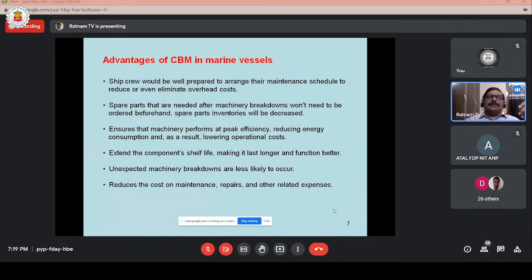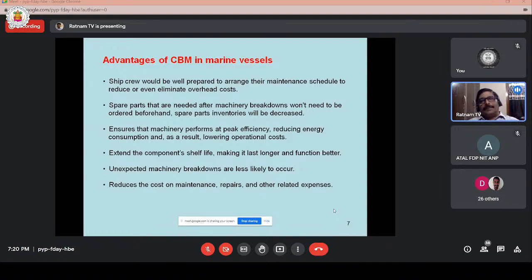The advantages of using CBM in marine vessels: ship crew would be well prepared to arrange their maintenance schedule to reduce or even eliminate overhead costs. Spare parts can be drawn in advance before the machine breaks down. So inventory can be decreased. Unnecessary inventory need not be procured and kept in store. This ensures machinery performs at peak efficiency, reducing energy consumption and, as a result, lowering operational costs. It extends the component shelf life, making it last longer with better functionality.